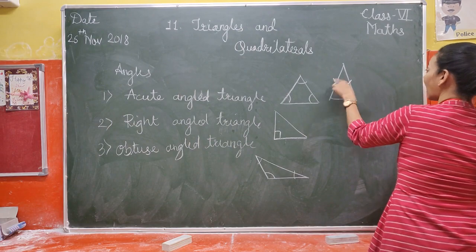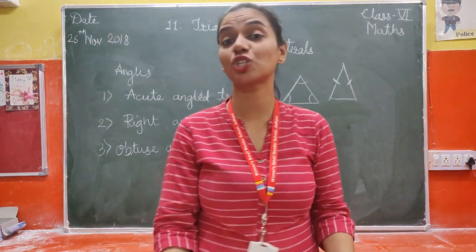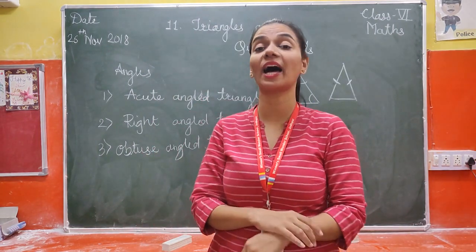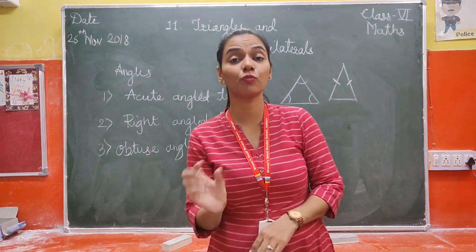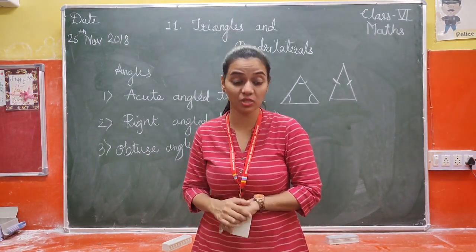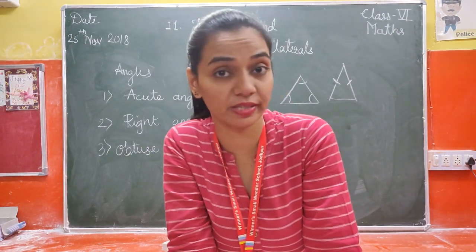Right? So they have two sides equal, and I have told you that the triangles which have two equal sides are called isosceles triangles. So a triangle in which two sides are equal is called an isosceles triangle. So you can say the triangles C and E are isosceles triangles.